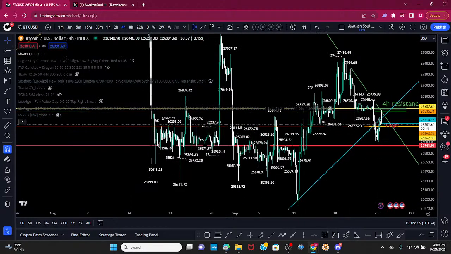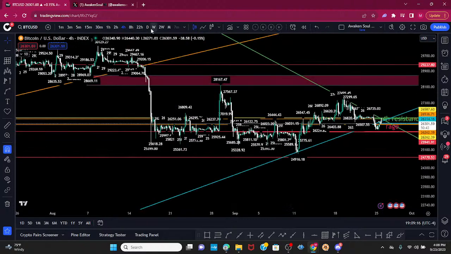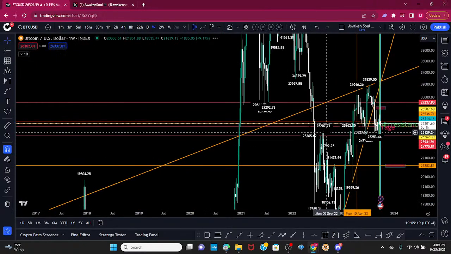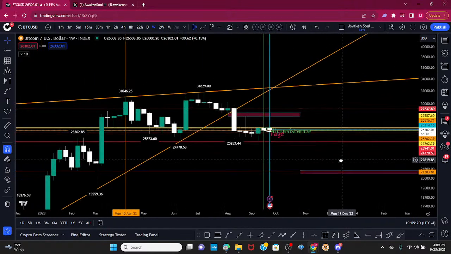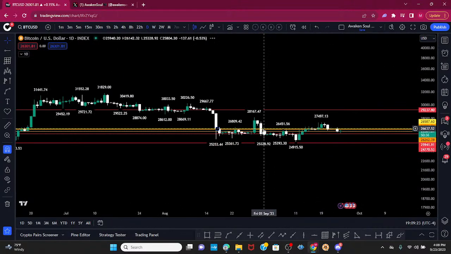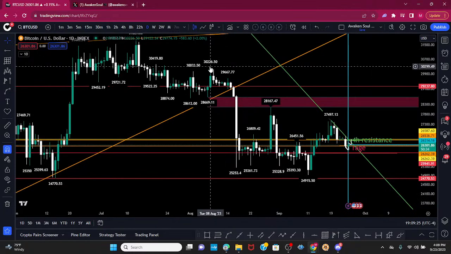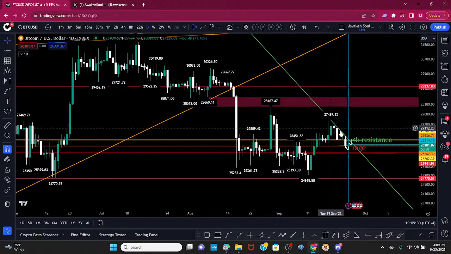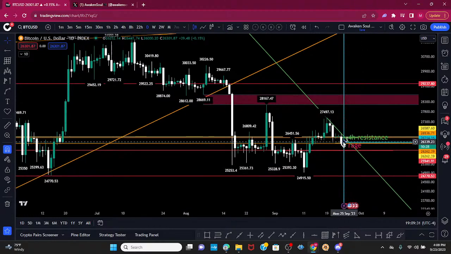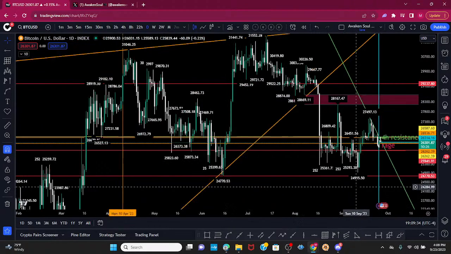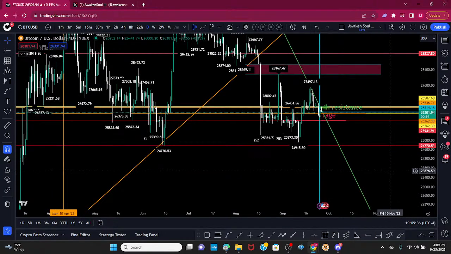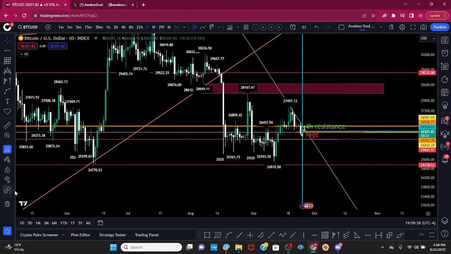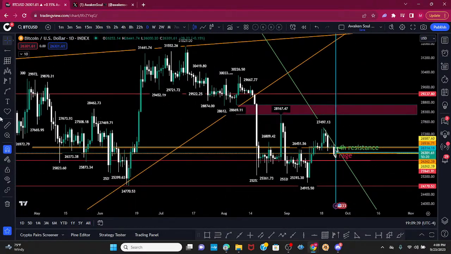Erase everything. Daily. Okay, maybe here. Right, you have lower high, lower high, lower high, lower high. So this could be another lower high. At the same time, we are in a downtrend, right? You can't avoid it. You can't deny it. It's market structure. It is what it is.